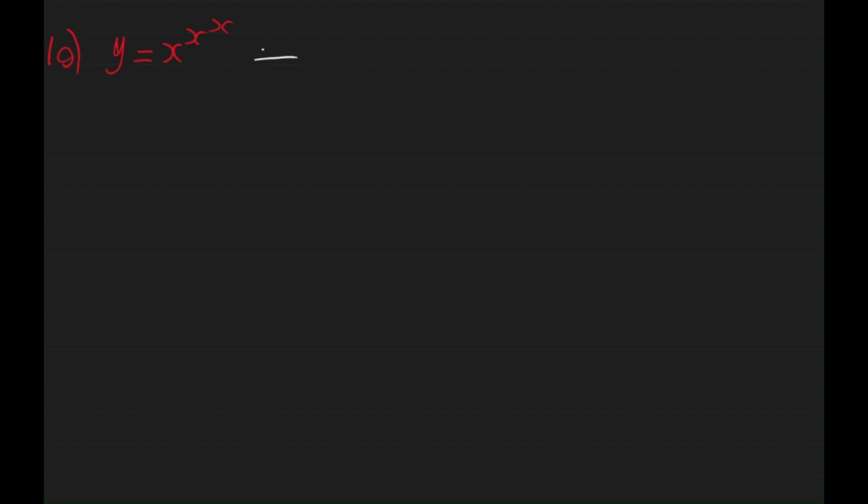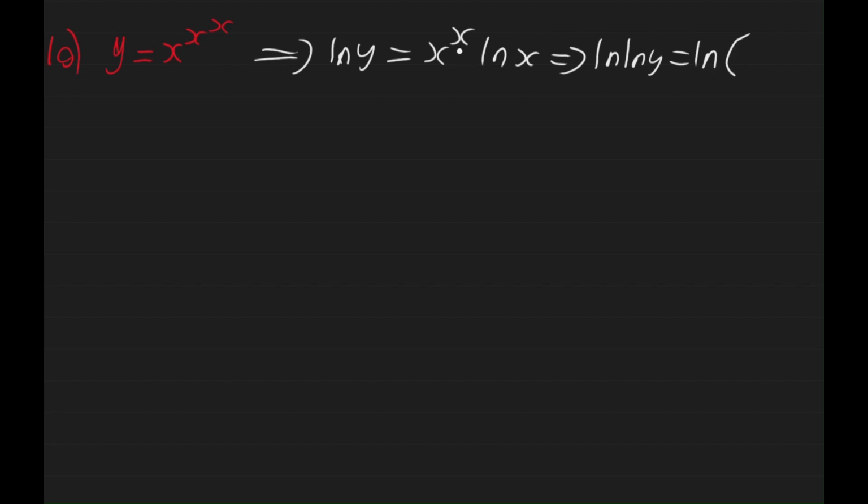We look here. We say that y is equal to x power x power x. Of course, we are going to ln both sides, so ln y equals x power x ln x, right? Because x is power x power x. Okay, but we still have x power x. So we are going to ln both sides again, which is going to be ln y is equal to ln all of this side, not just this. So ln x power x ln x.